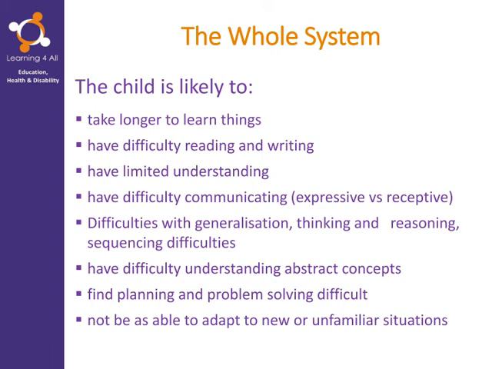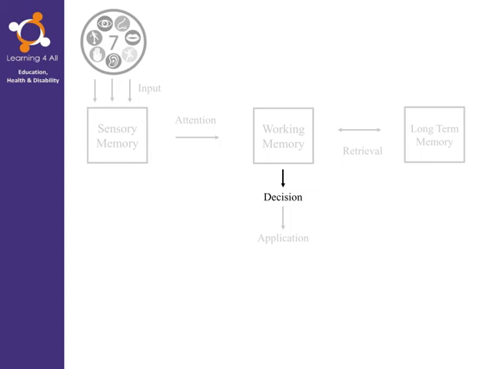Once the learning has been input through the senses, has arrived in the sensory memory, has been paid attention to, gone to the working memory and been processed in the working memory, then gone to the long-term memory and been encoded or retrieved from the long-term memory, a decision then needs to be made by the student, whether it's a conscious or an unconscious decision, about acting on it. So decision and application is where the child then takes knowledge that they have learnt and is able to act on that knowledge.